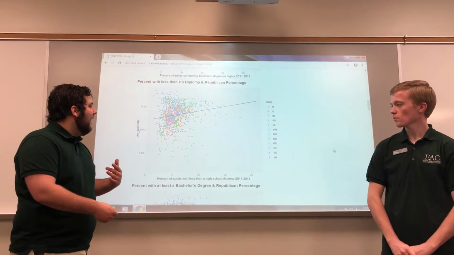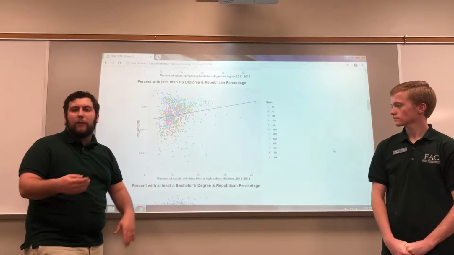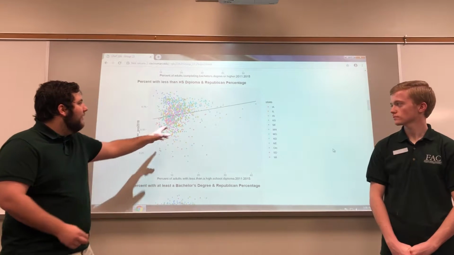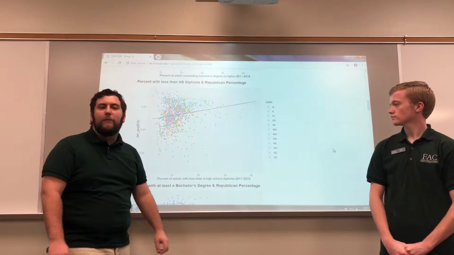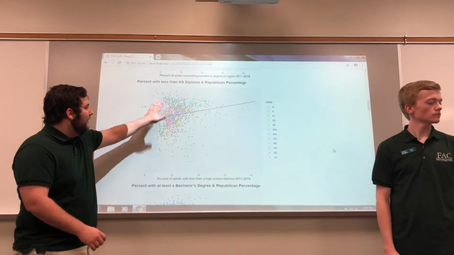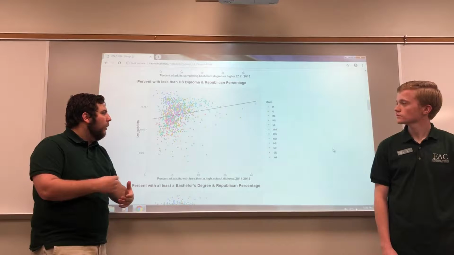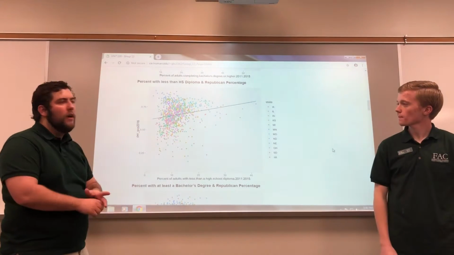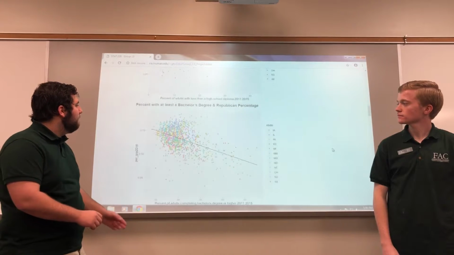Again, this makes sense. As you go farther right on the graph where you have a higher percentage of adults with less than a high school diploma, you tend to see a higher percentage of Republican voters in those same counties. But I want to focus in again on this line of fit. As you can see, this massive data set is really hard to draw a conclusion from, but that line of fit allows us to see the overall trend on this individual data set.